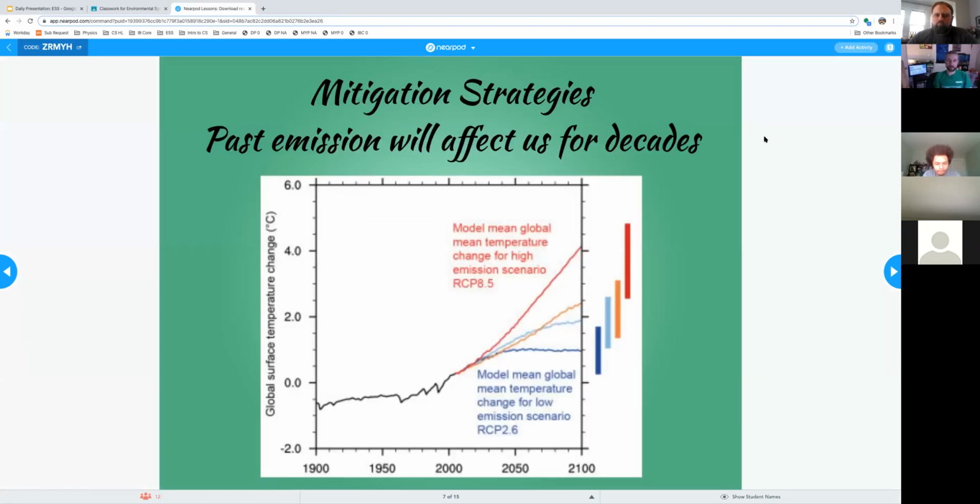So, something to keep in mind when considering these different mitigation strategies is that the emission of greenhouse gases that we as humanity have put into the atmosphere is going to continue to affect us for decades. So what that means is no matter what we do, if we stopped carbon dioxide output right now, and that's this blue line right here, okay? So we're right here. If we stopped right now, global surface temperature change would still go up.